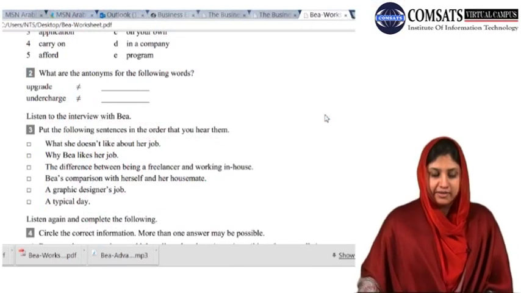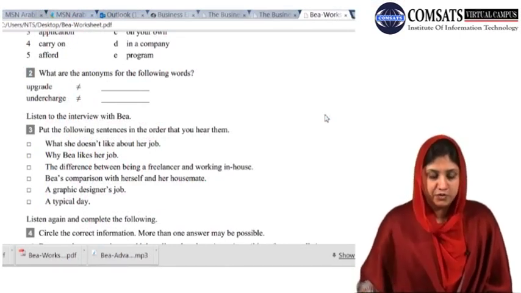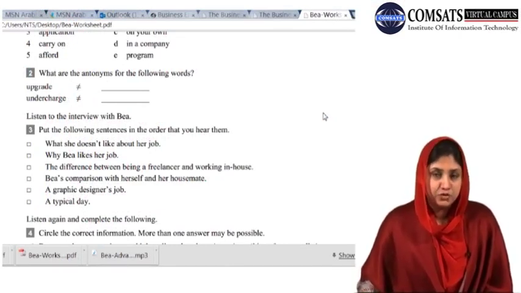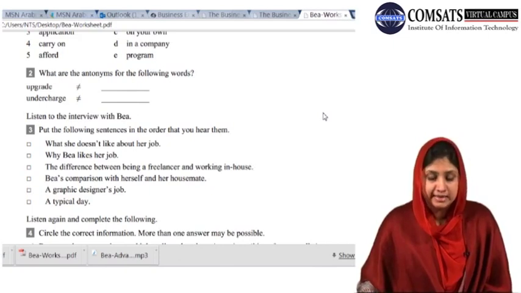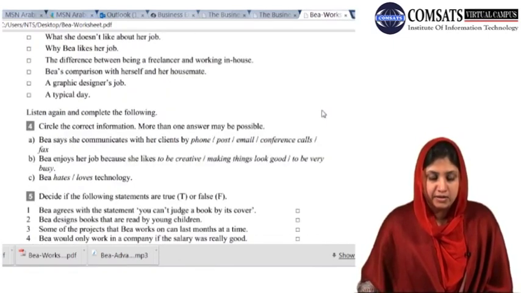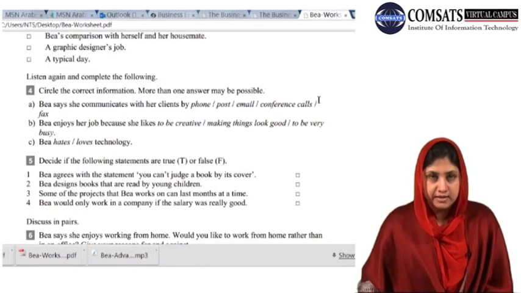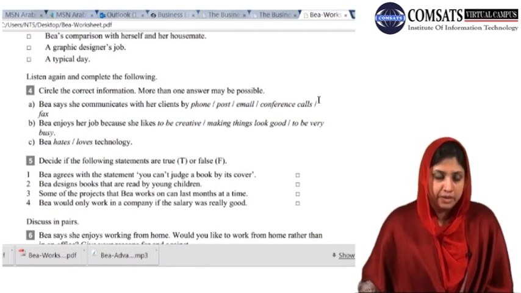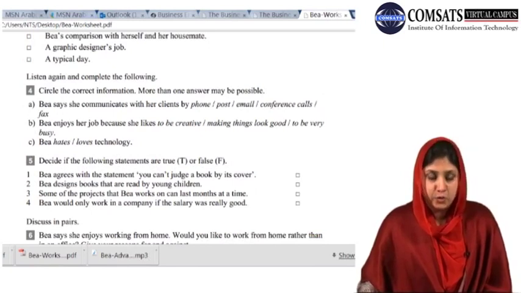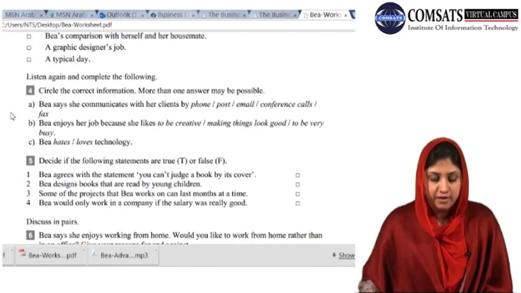Okay, here you are. So you are done with the first part of your question, that was listening to interview and reordering the sentences into the right structure. Now you're going to listen to the part of the interview again, and you will complete the following question given under question 4 and given under question 5.